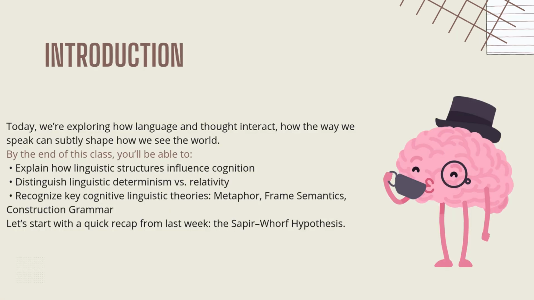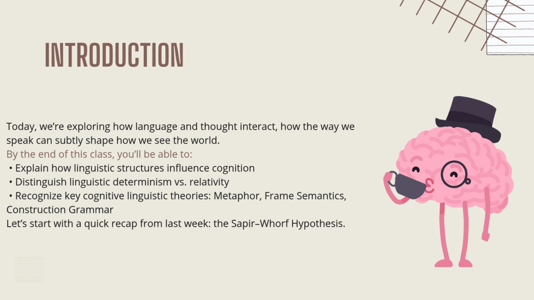Before we jump in with all the fun examples we have today, let's start with what today's journey is really about. Today we are exploring one of the most interesting things in linguistics: how language and thought interact. In other words, does the way we speak actually shape how we see and understand the world? Throughout this class, we will unpack that question by looking at real examples from different languages, and by the end, you will be able to do three main things. First of all, you will be able to explain linguistic structures like tense, gender, or evidence markers, and how they can influence cognition.